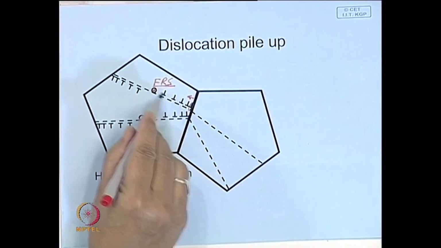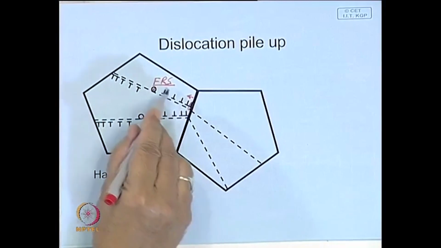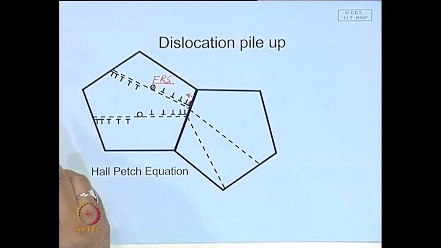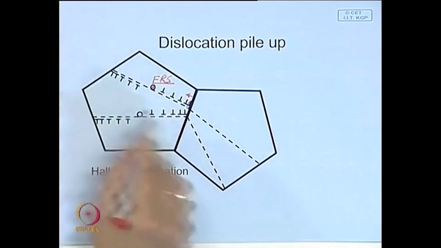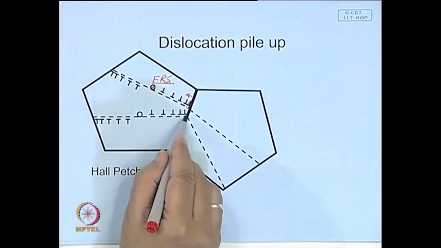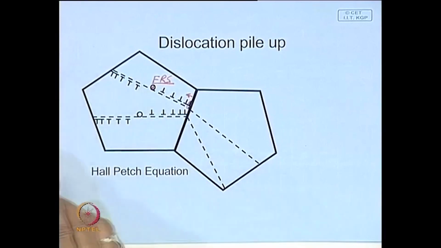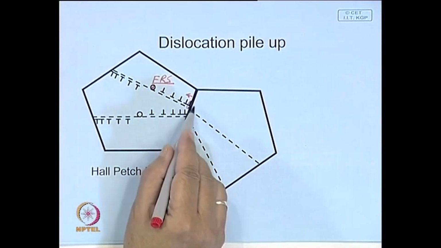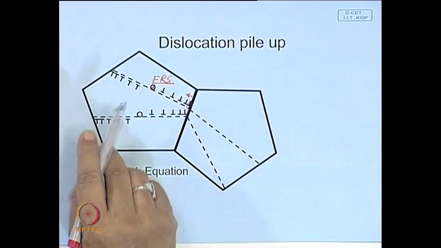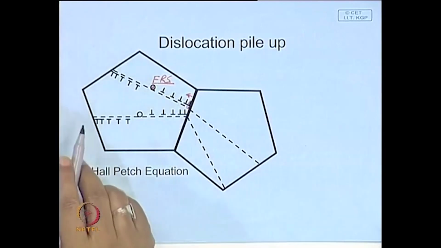Now, the question comes up, how many dislocations can get piled up within a grain, or within this particular slip plane. In a particular grain there will be multiple such slip planes, which is shown over here. This is another slip plane, so here also a pile up has formed. Now, the question is, is this pile up stable, or can it cross the grain boundary as well?